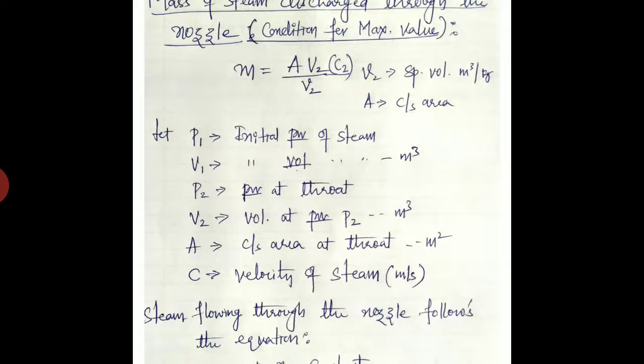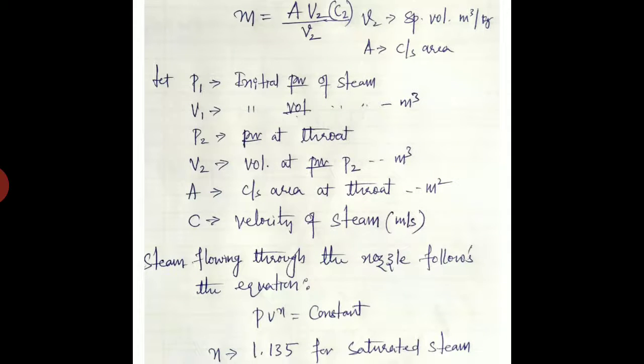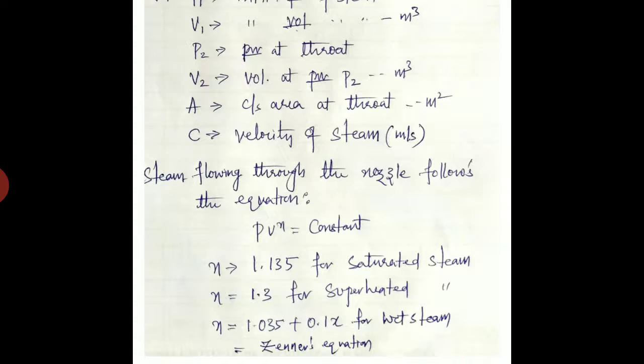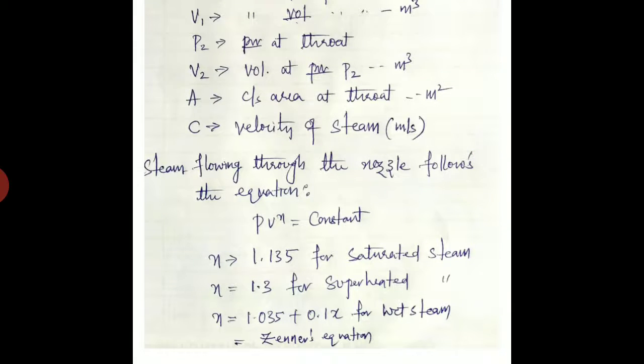Fine. So therefore, M is equal to A C2 by the specific volume V2. Let P1 be the initial pressure of steam, V1 the initial volume in meter cube, P2 the pressure at the throat, V2 the volume at that pressure, A the cross section area at the throat, and C the velocity of steam in meters per second. So steam flowing through the nozzle follows the equation.